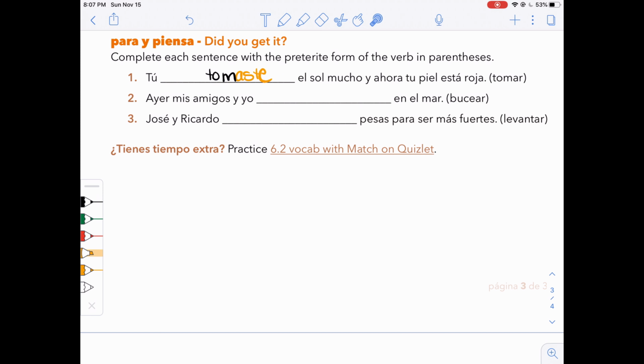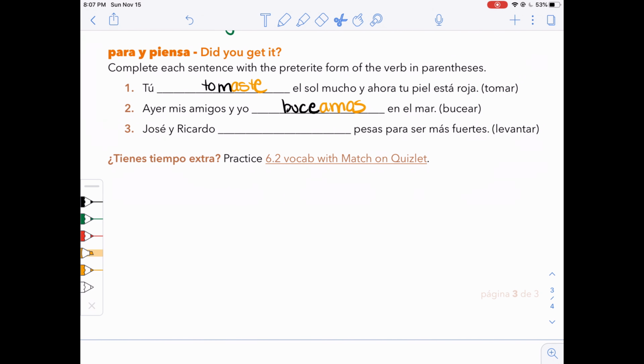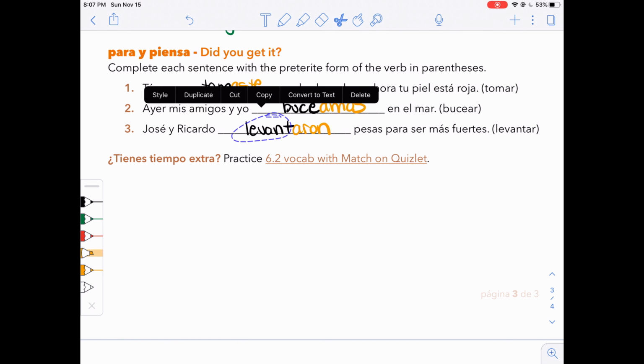Okay, anyway. Ayer, mis amigos y yo gives us that amos ending. And then bucear is buceamos. Nice. We went scuba diving in the sea. Jose y Ricardo, we have, that'll give us the ellos, which is aron. And then levantaron pesas para ser más fuertes. Excellent. They lifted weights to be stronger.